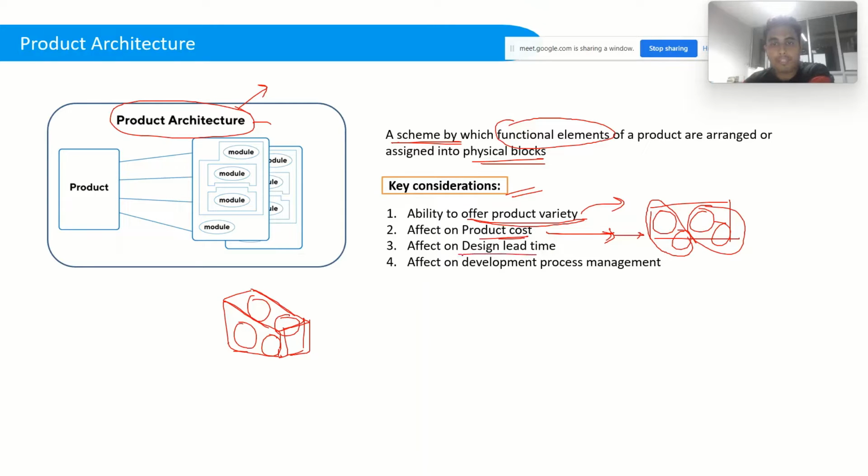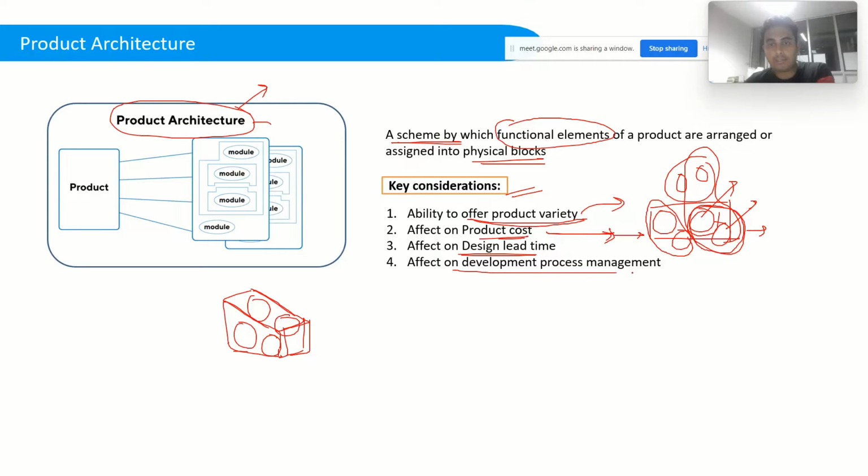Then again we need to consider design lead time, like what will be the time requirement if we try to integrate two different functionalities into one unit, to make it a different physical block. The development time period may suffer if you make wrong decisions. Instead of pairing or choosing some different modules, if you end up choosing something else, then probably it will increase your development and design timeline.